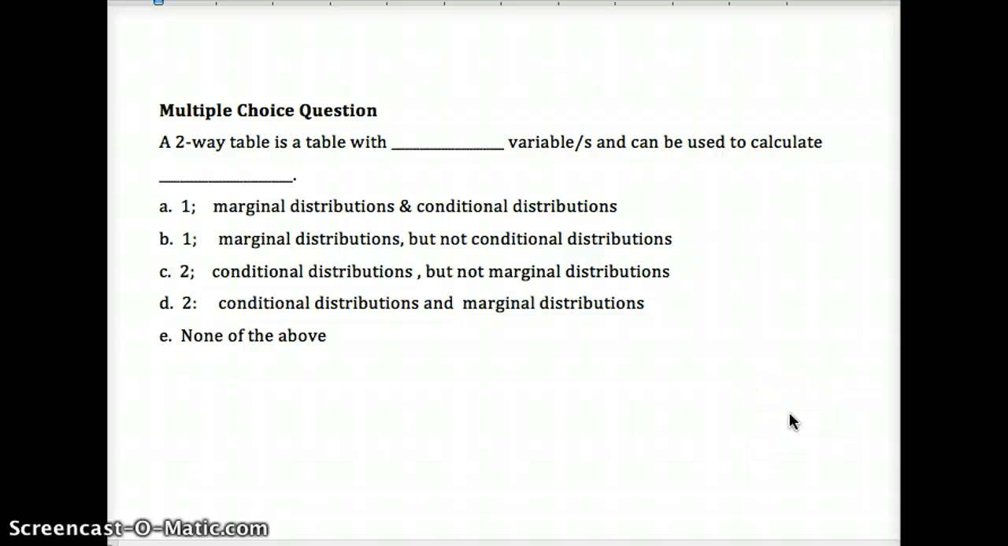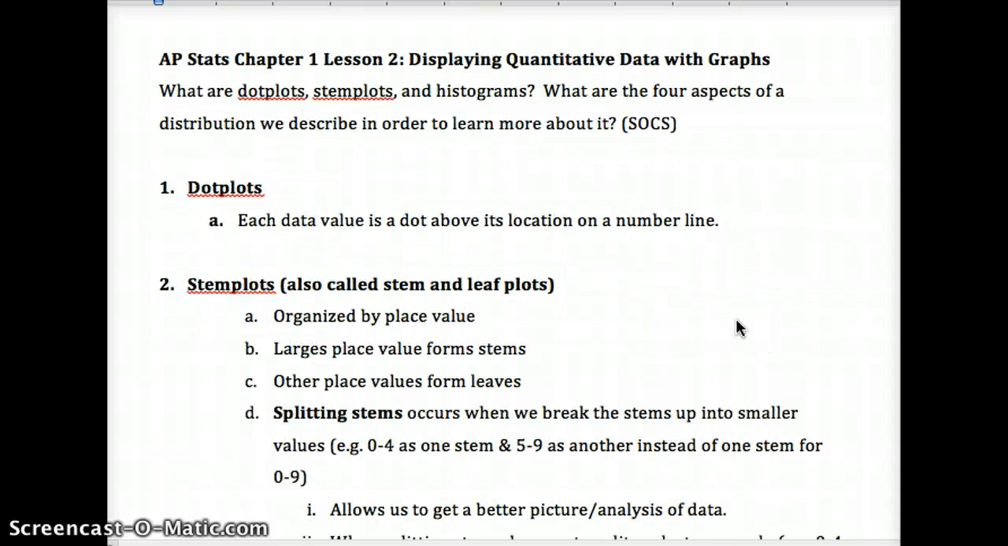Here is your multiple choice question, referring back to marginal and conditional distributions. A two-way table is a table with blank the number of variables, and can be used to calculate blank marginal distributions and marginal distributions but not. So pause right here, read over 1.1 in the summary, and answer your multiple choice. Then push play. I'm going to quickly explain a little bit of 1.2, and then your free response question will pop up. So please pause now, look over Chapter 1, Lesson 1, especially the summary, and look over any terms if you're confused in the vocabulary. We've already covered a good chunk of 1.2 because they have a lot to do with each other, so dot plots and stem plots and histograms.